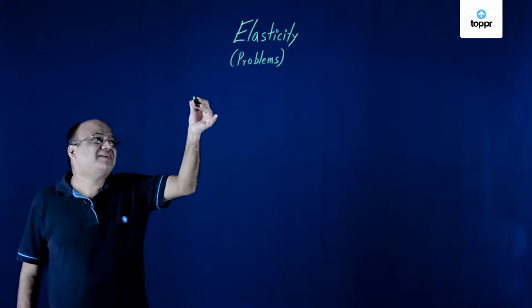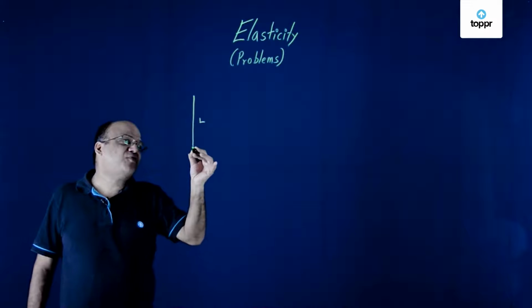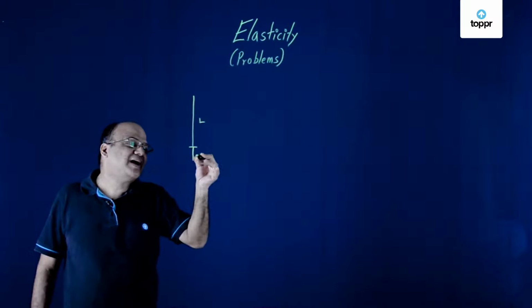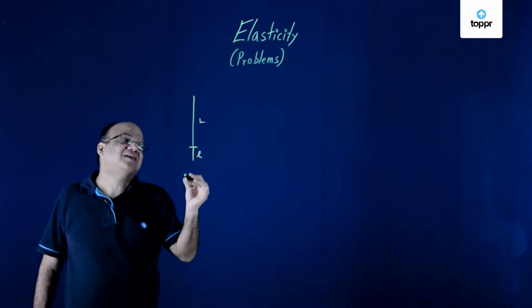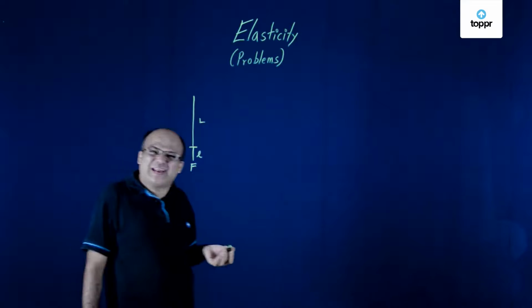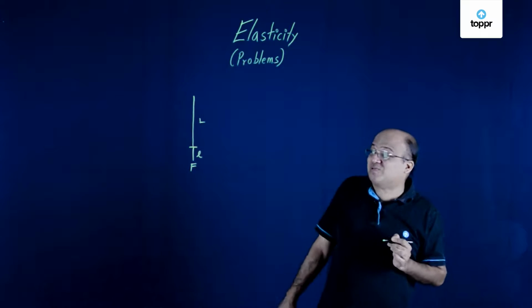Suppose a wire is having a length of capital L. We apply a force F on this and the length increases by, say, small l. The force applied is F. What is the energy stored? That is equal to work done.